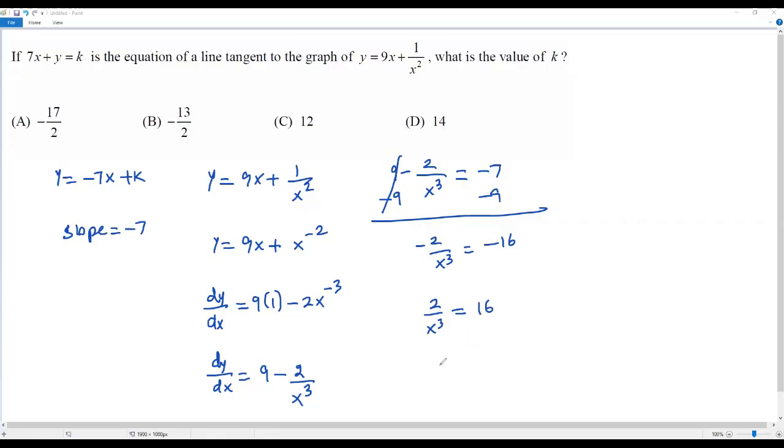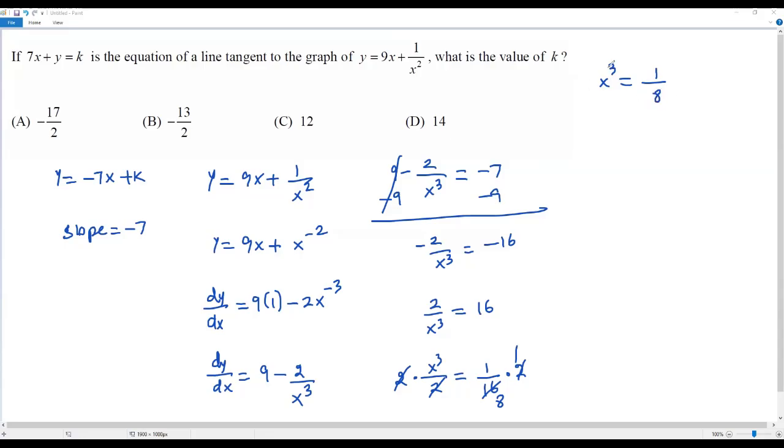Okay, now let me take the reciprocal on both sides to get the variable in the numerator. When I take the reciprocal of this one, I'm getting x to the third power over 2. And when I take the reciprocal of the 16, I'm getting 1 over 16. Okay, now let me multiply both sides of this equation by 2 to get rid of the denominator on the left side. This 2 will cancel out. 2 goes into 2 one time, 2 goes into 16 eight times. Then I'm getting x to the third power equals 1 over 8.